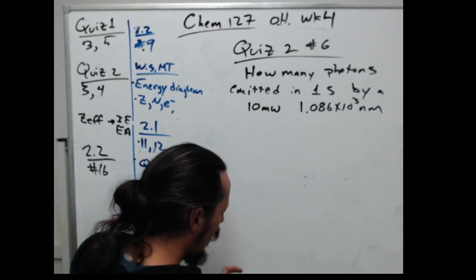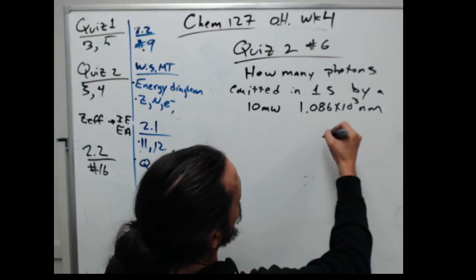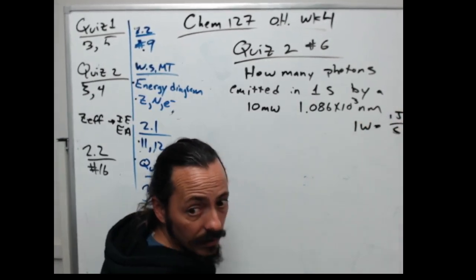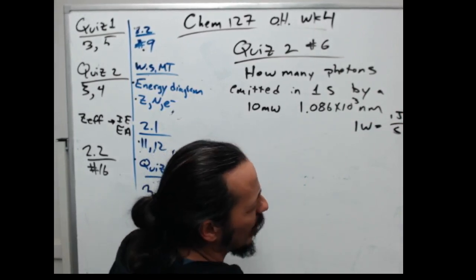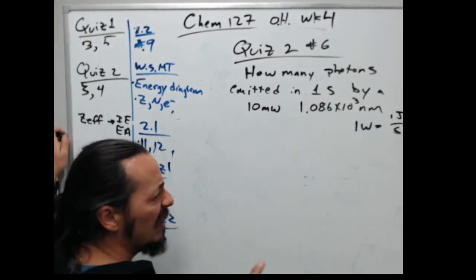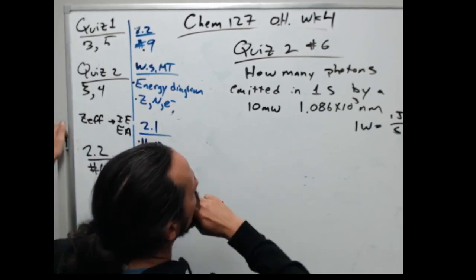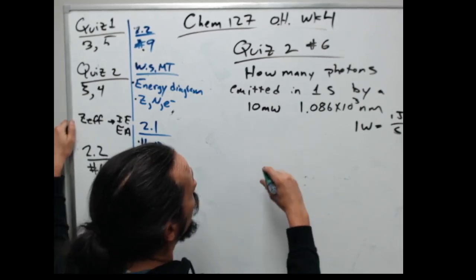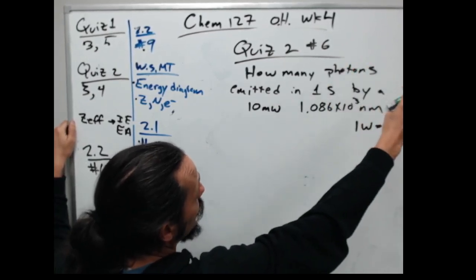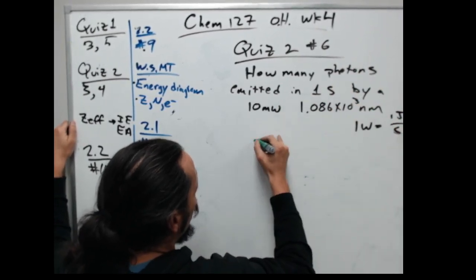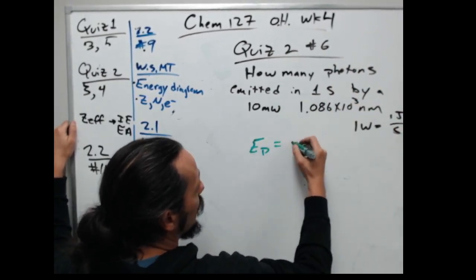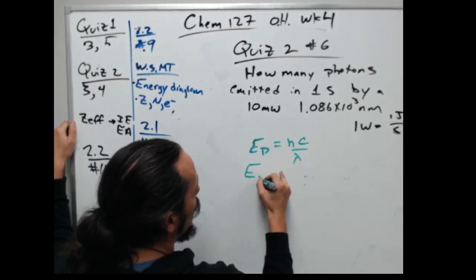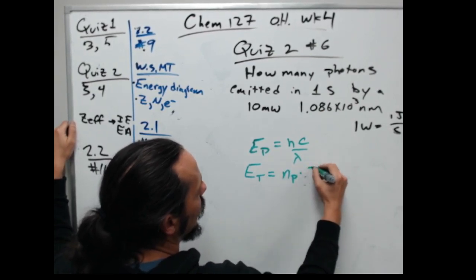Okay, so there's a couple different things. Does it also give you the hint that 1 watt equals 1 joule per second? No, but I think we knew it from the homework. Yeah, it was in the homework problems. I thought I included that, but I should have, because that's a physics thing. In any case, we've got photons and some energy. The energy of a photon is hc over lambda. The total energy is the number of photons times the energy of a photon.